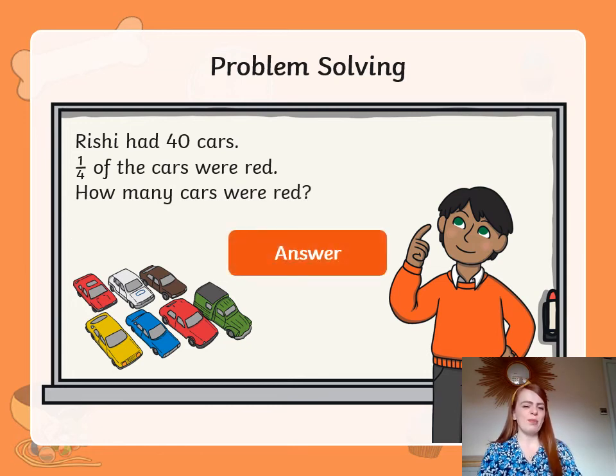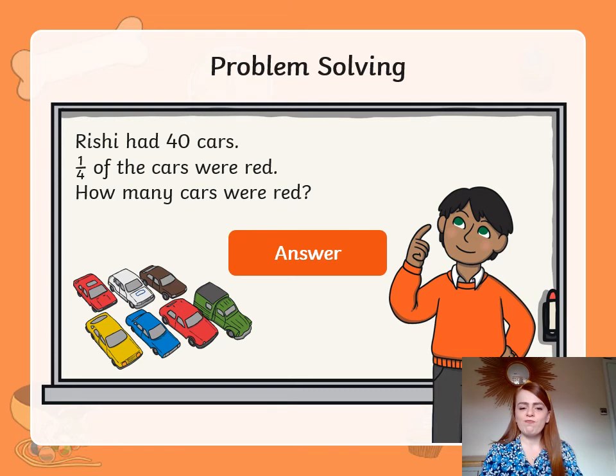And this time, I think this is quite a bit of an easier one, boys and girls. I hope you think the same. We've got Rishi and he has 40 cars and a quarter of the cars were red. How many cars were red? So pause the video and have a go at solving this question and press play when you are ready to go over it.